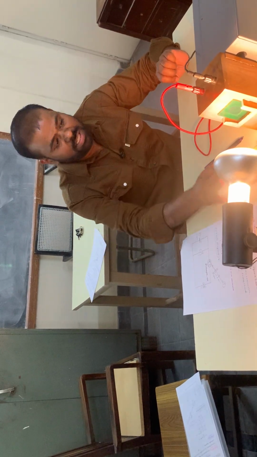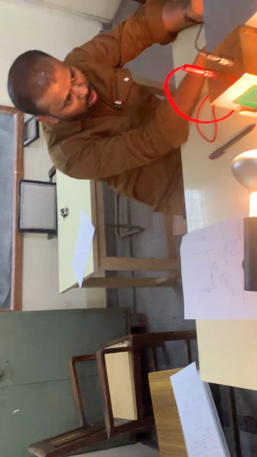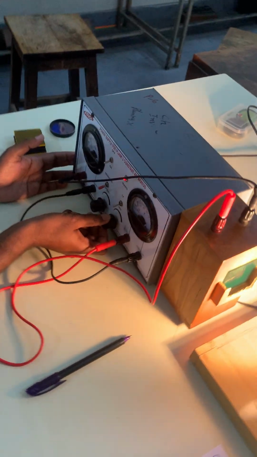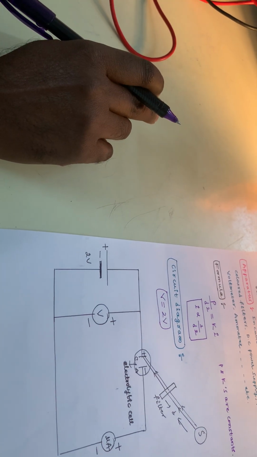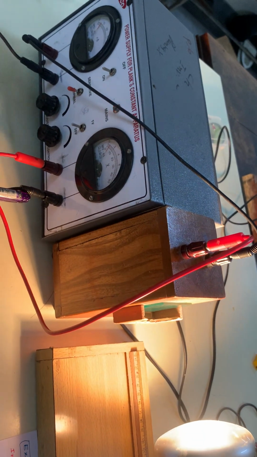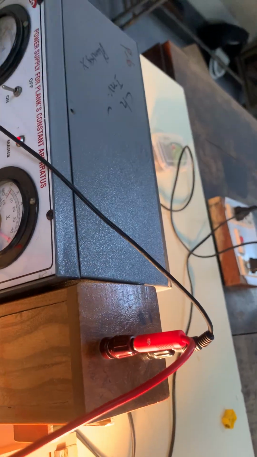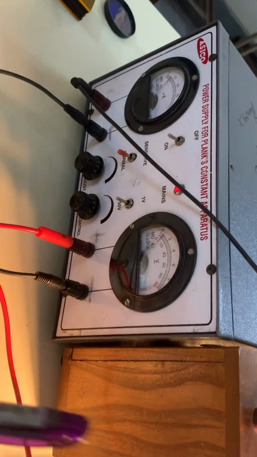First, you have to fix the voltage. How much voltage do you have to fix? At least 2 volts you have to fix. In this diagram, same as before, I am fixing 2 volts. The circuit diagram is the same. Positive of the voltage to positive of the photocell. Negative of the voltage to negative of the milliammeter. The positive of the microammeter to negative of the photocell. This is the connection. Only 3 wires are needed.